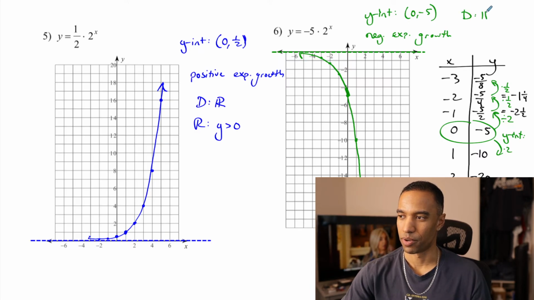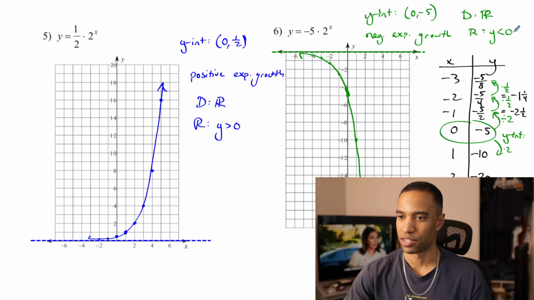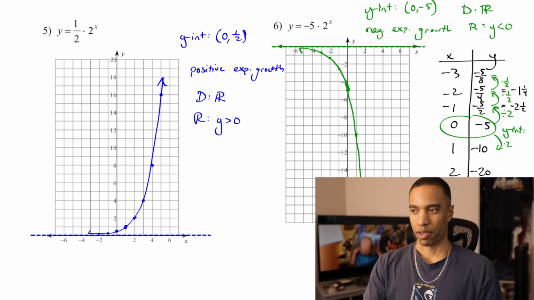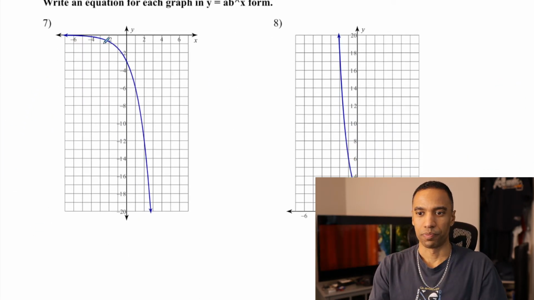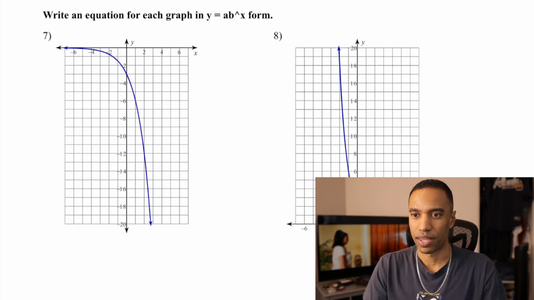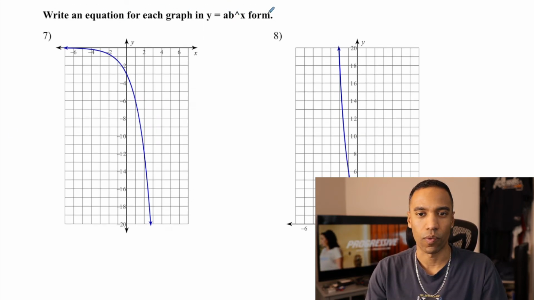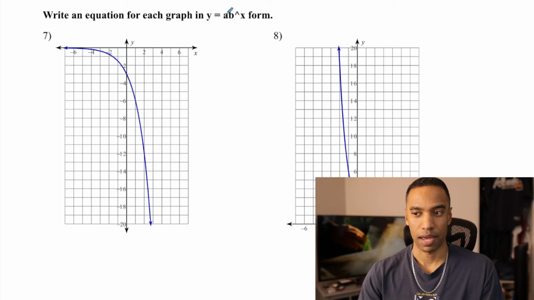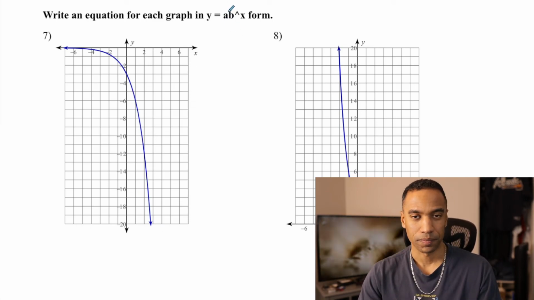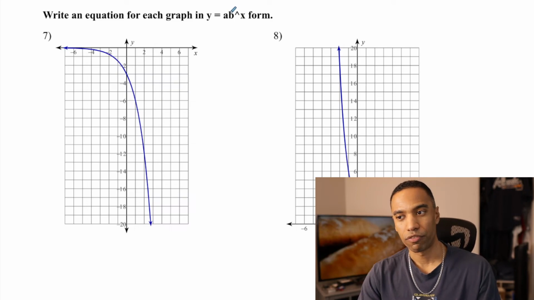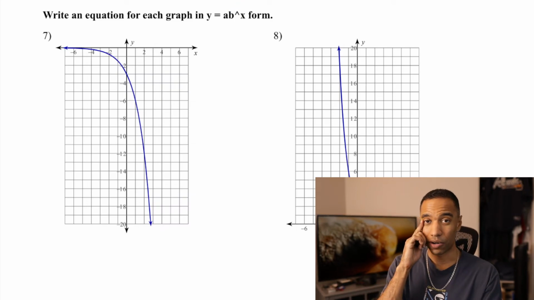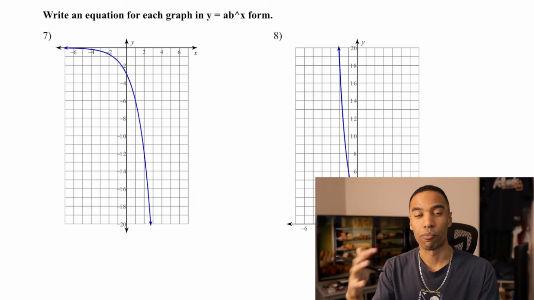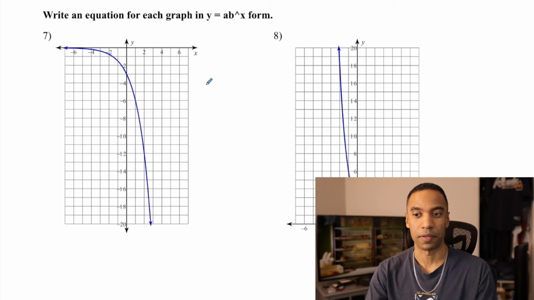The domain is all real numbers, and the range is y is less than 0. Okay. Last 2. Now this is also negative exponential growth right here. Write an equation for each graph in y equals ab to the x form. Simple. We need the y-intercept, and that's going to represent a. And then we need the growth factor. As x increases by 1, what are we multiplying by each time from one y value to the next? And that's going to be b.